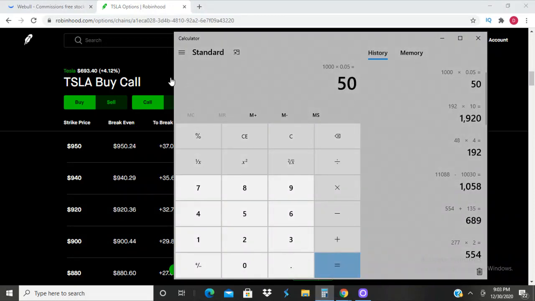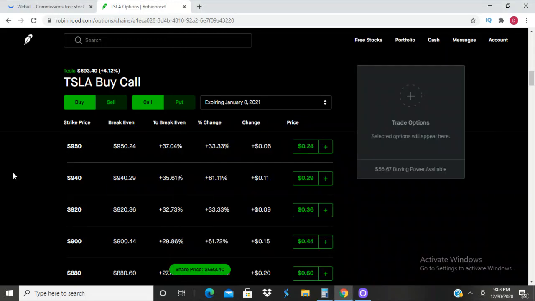So I'm going to show you right now what you can do with $50 if your account was only at $1,000 and you only wanted to use 5%, or let's say your account was at $100 or $200 and you were willing to risk half of your account to get this option, then this is what you could do.